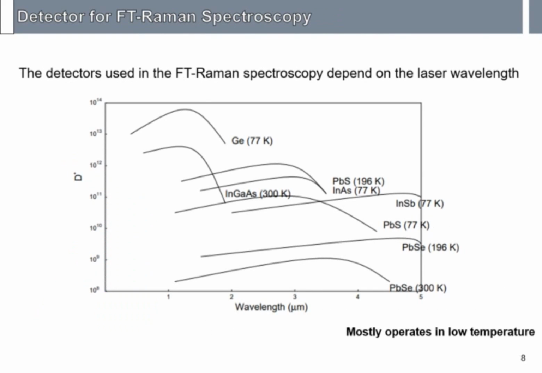Next is the detector of Fourier transform Raman spectroscopy. Since we cannot use the CCD anymore, there are however many types of detectors that we can still use, depending on the wavelength of the laser that we shine onto the samples. We can see here that there are several detectors that can match the wavelength that we are looking for. And most of the detectors here actually operate at a low temperature.